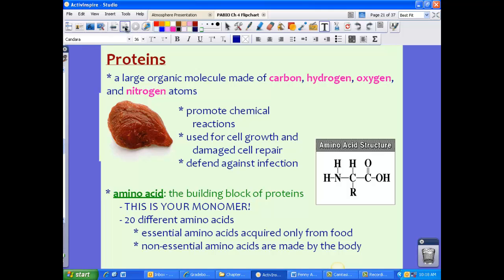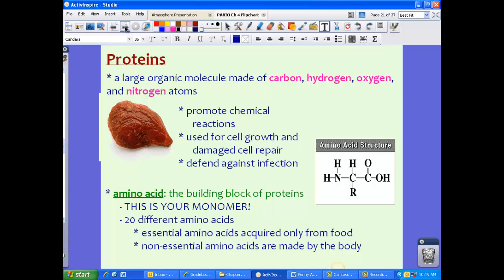So when you get injured, let's say you cut yourself, or you fall down and break something, proteins will help cell growth and damaged cell repair. They also defend against infection. All your white blood cells, which are basically part of your immune system, are made of proteins. So it's very important for infection. Now amino acids, these are the building blocks of proteins. An amino acid is your monomer, the building blocks of all proteins.